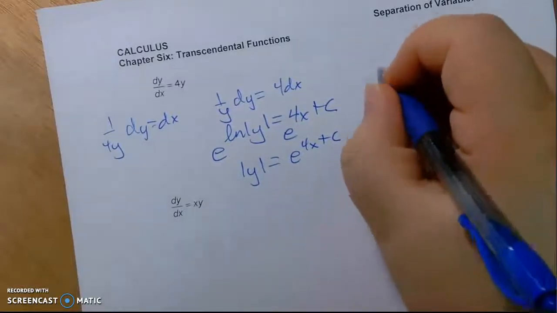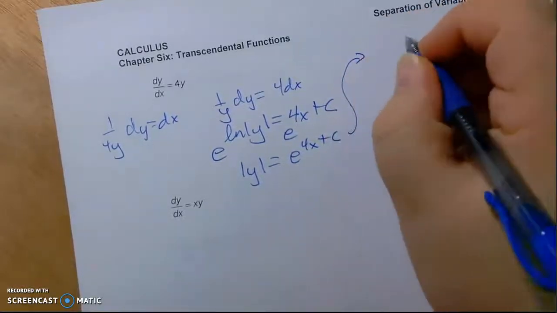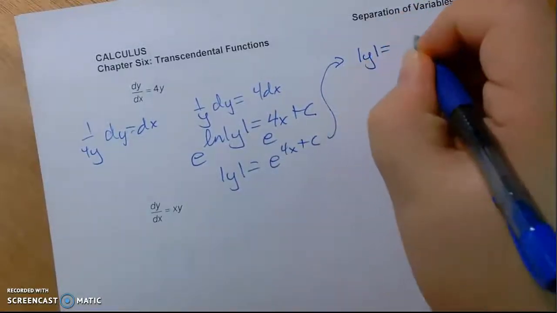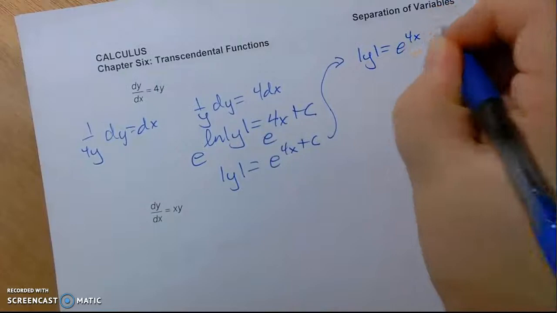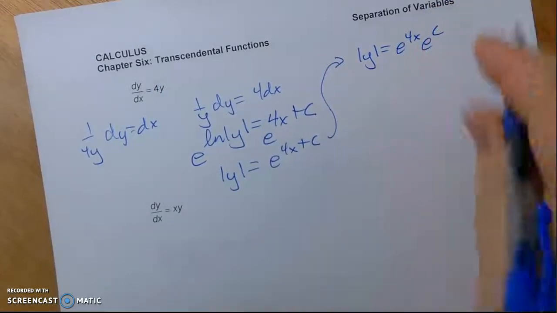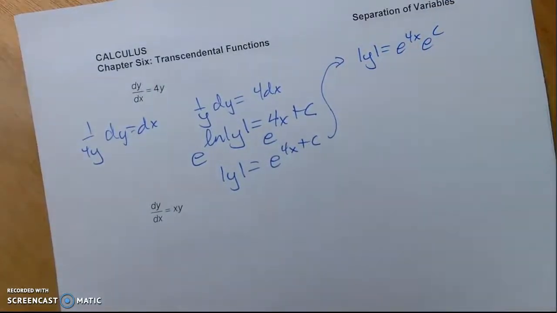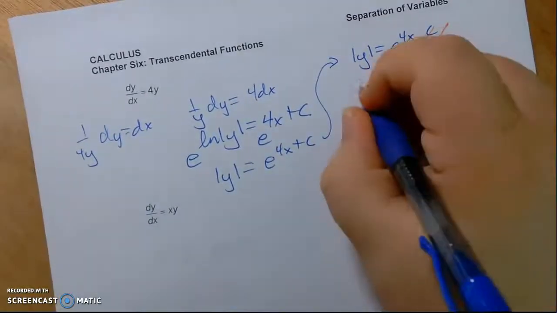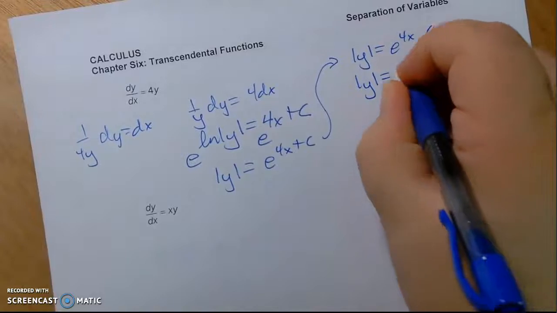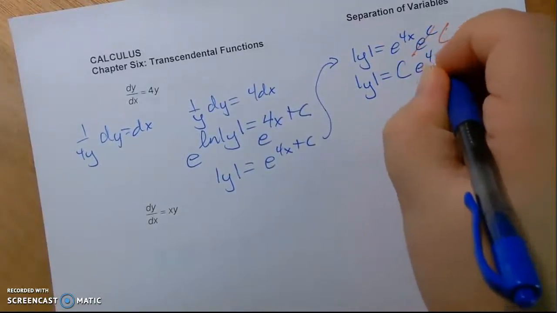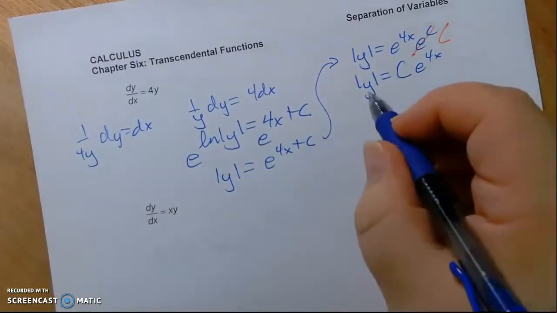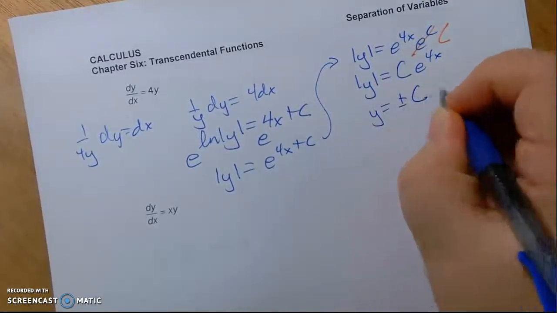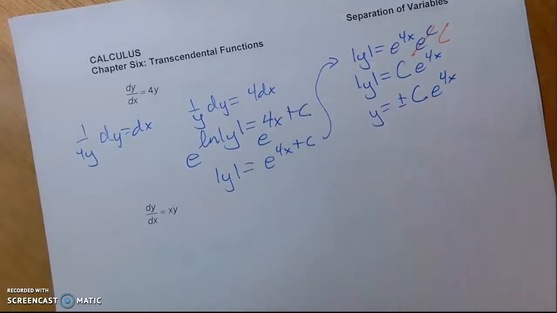Okay, so moving over here, we'll jump up here. This can be separated. We can have e to the 4x times e to the c. Well, e to the c is just another constant, so this is now a bigger c. So we can have absolute value of y equals c e to the 4x. Well, absolute value just means that the y can either be plus or minus the other side.